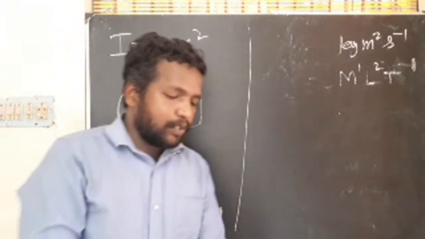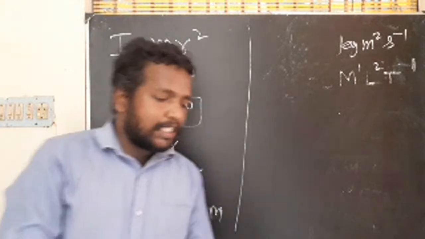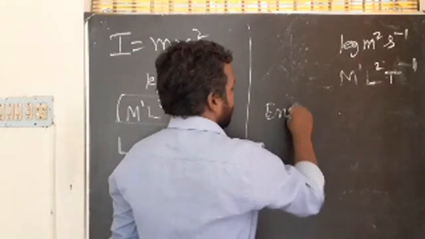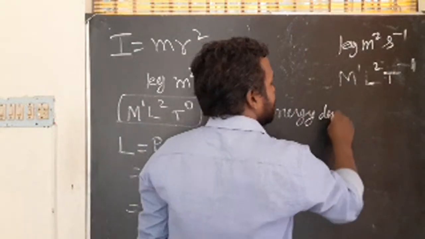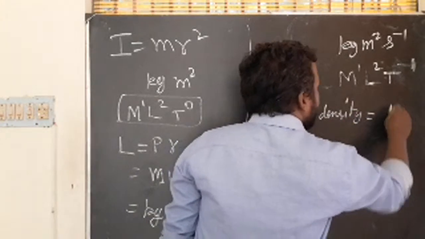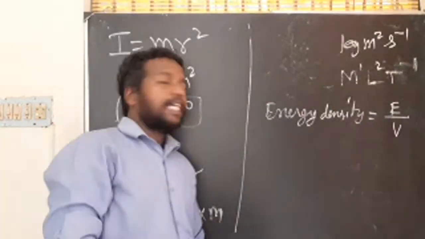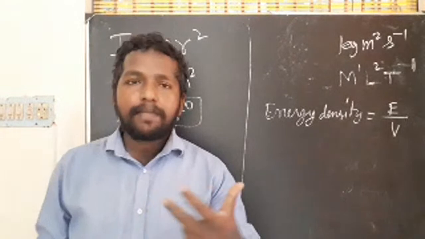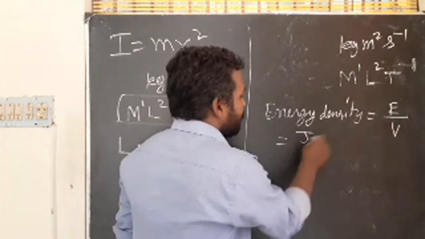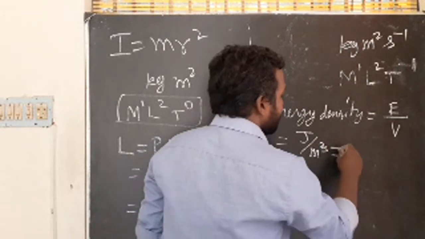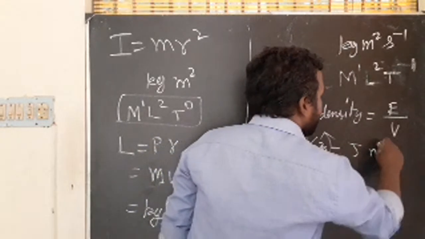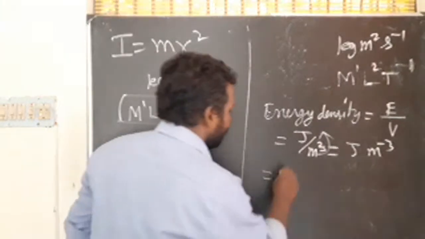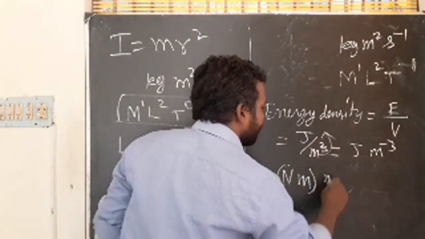The next formula we are going to do is mass density, mass per unit volume, and energy density. Energy density is very simple. It is energy per unit volume. Energy is in joules, volume is length into breadth into height, which is called meter cube. So joules per meter cube. From the denominator, if we take this to the numerator, joule meter minus 3. What is joules? I already told you it is Newton meter. So it is Newton meter into meter minus 3.